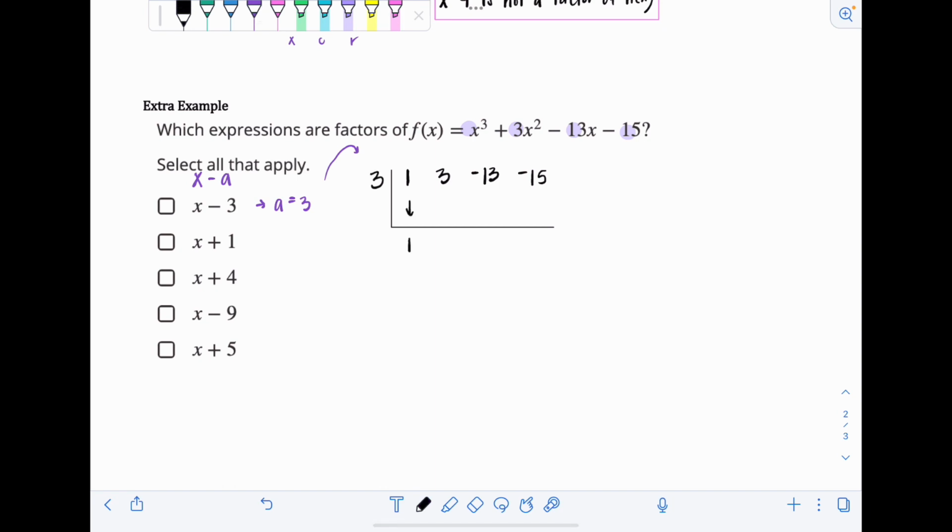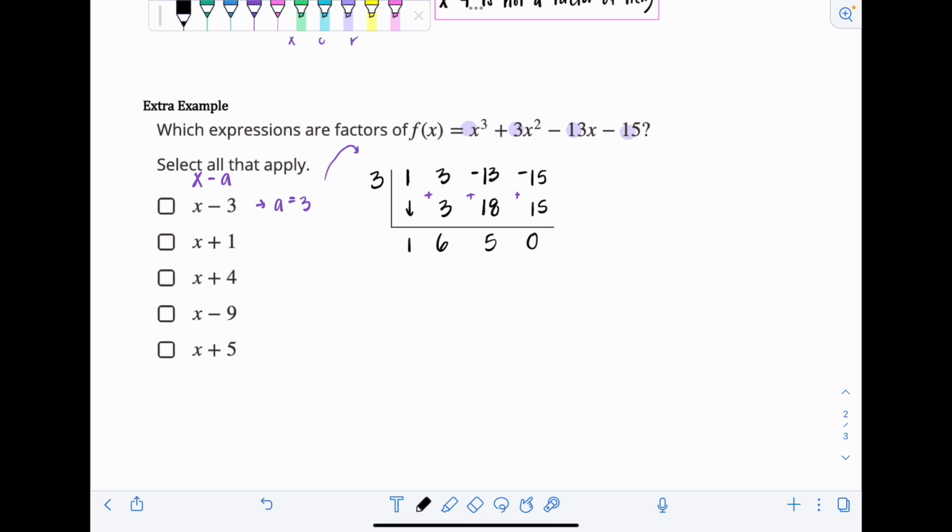Okay, we bring down the first number, 1, multiply 1 times 3, that's 3. Add this column: 3 plus 3 is 6. 6 times 3 is 18. And then negative 13 plus 18 is 5. And then 5 times 3 is 15. So 15 goes right there. And then add negative 15 plus 15, which is 0. That's lucky. So we got it on the first try.